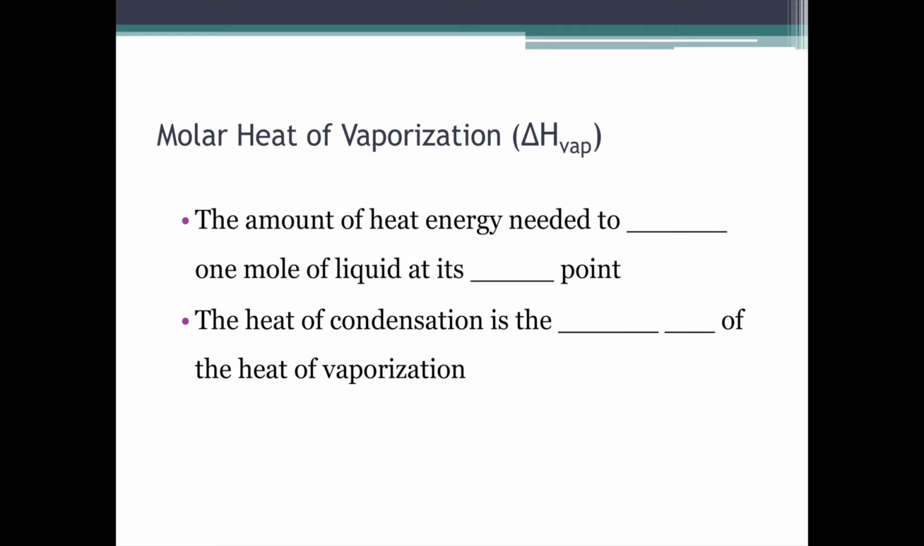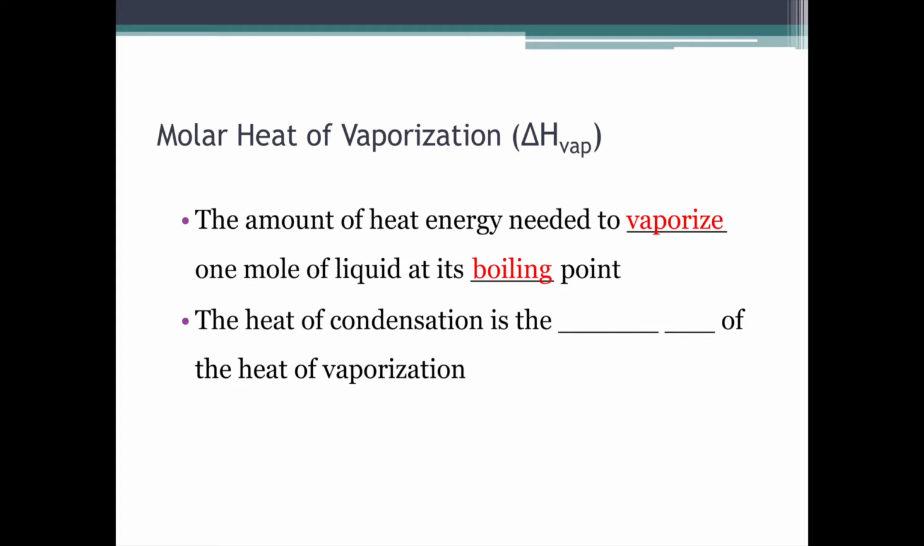So let's look at first the molar heat of vaporization, which is represented as delta H with a subscript of VAP, delta H vap. This is the amount of heat energy needed to vaporize 1 mole of liquid at its boiling point. So we've raised the energy of our pot of water to 100 degrees Celsius. How much more energy do we need to add to actually break the intermolecular forces to go from liquid to gas?